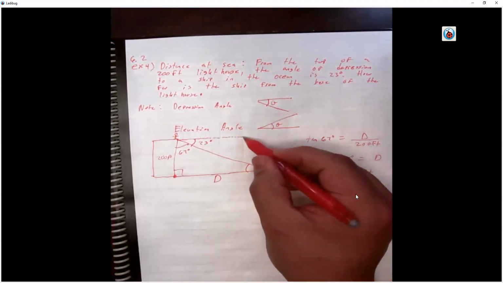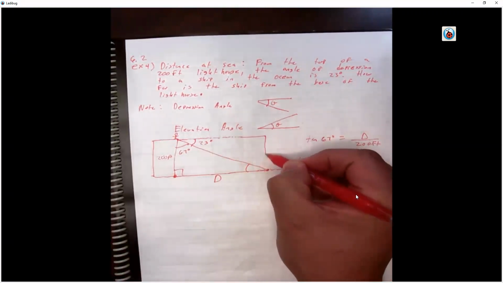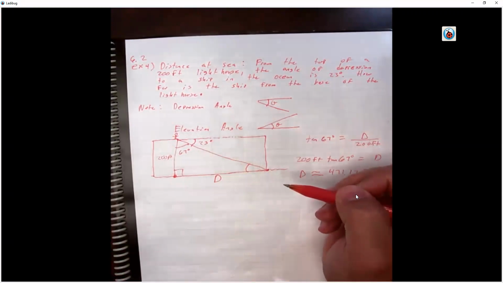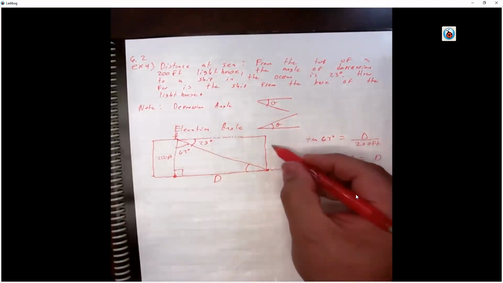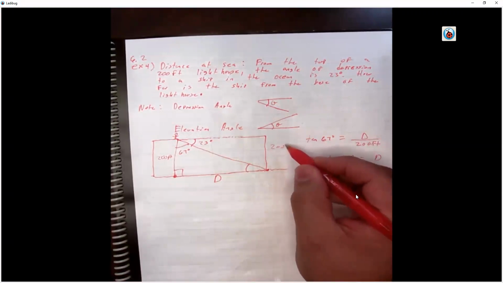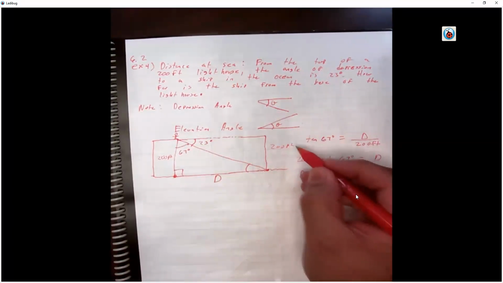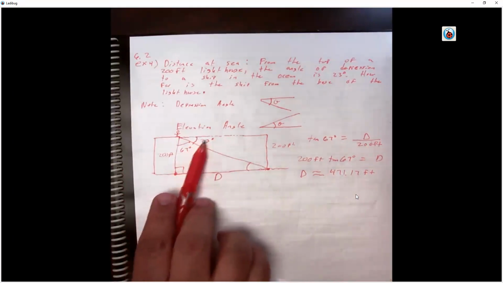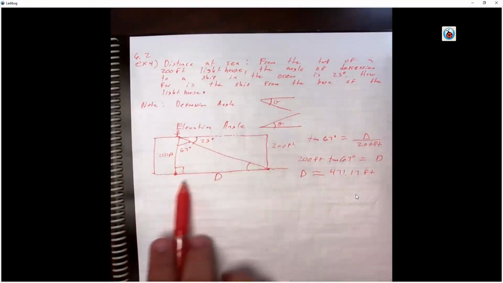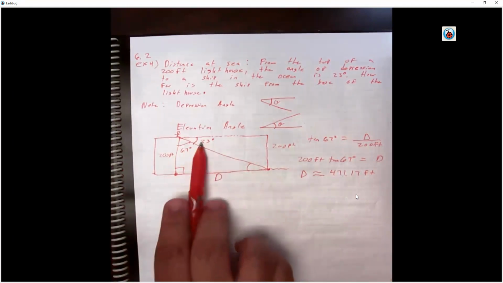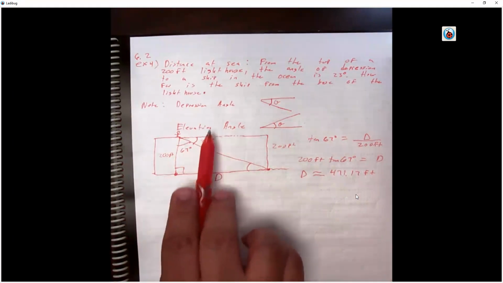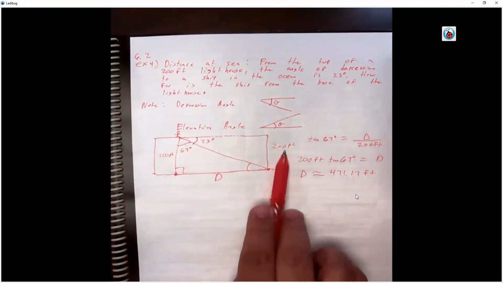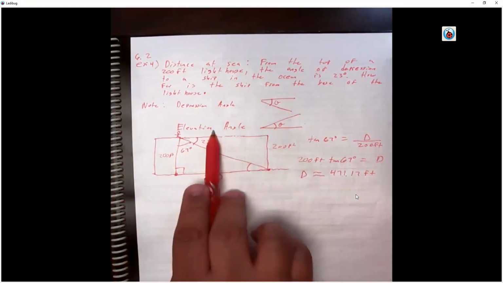Maybe you could think about this. If I were to build a new triangle, this would technically be 200, right? So you could, I suppose, find this distance, which would be the same as this distance. The tangent of 23 would be this over that. You could go that route if you wanted to, but I think that's a little more confusing.